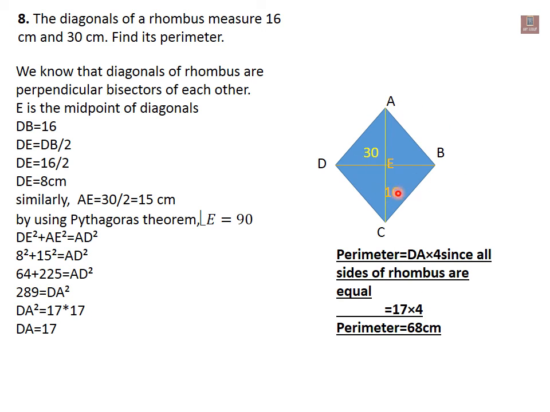So, in this, what we have to remember here is diagonals bisect each other in a rhombus. Means what? Diagonals cut at the midpoint. Here the lengths of the diagonals are given, 16 and 30. So, this part is 30 divided by 2 and this part is 16 divided by 2. Okay. And also diagonals are perpendicular to each other. So, 90 degrees. So, this forms a right angle triangle.